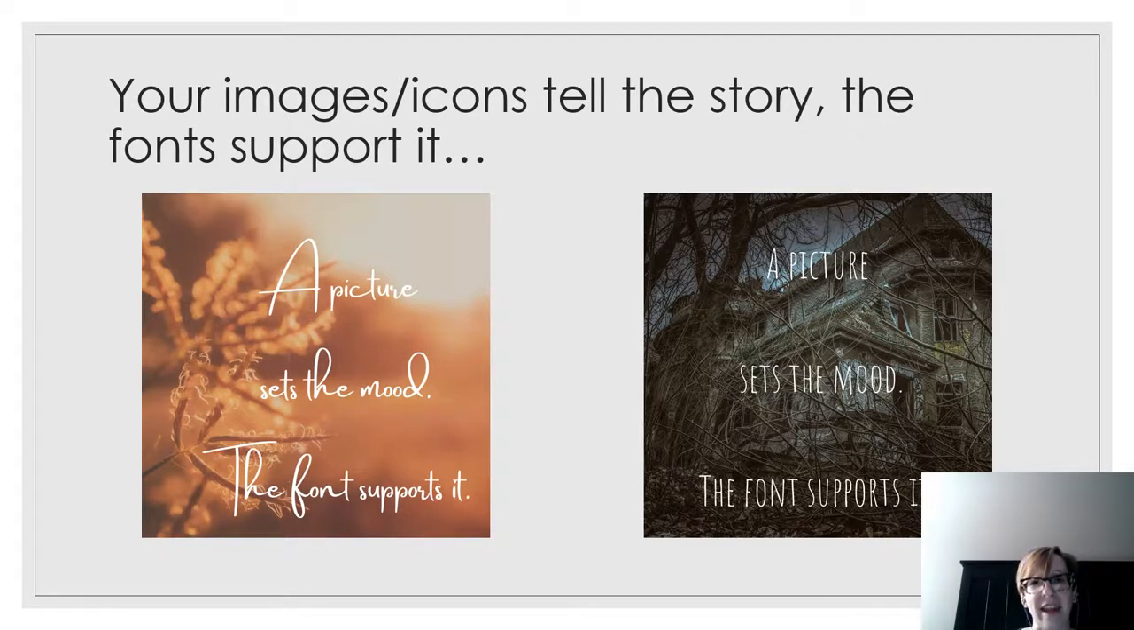But when you look at the same message on the right, the image is far spookier and the font is more angular and almost skeletal in its presentation. Fonts are fun, and as I said earlier, I love learning about and finding new fonts to use, but they have their place and they can help you tell your message or take away from it. So be careful about what you use.